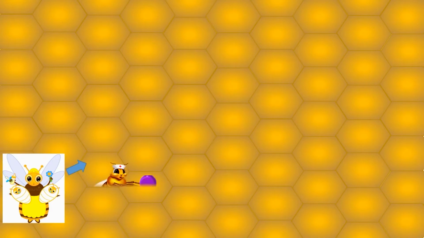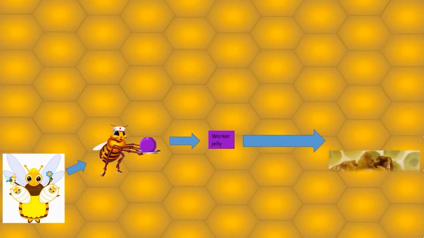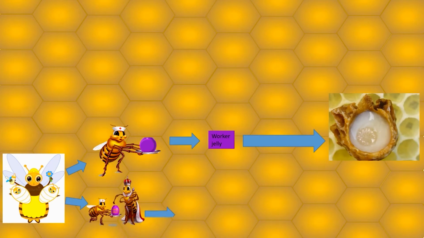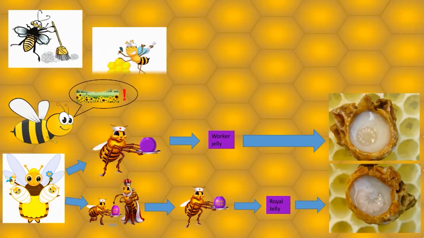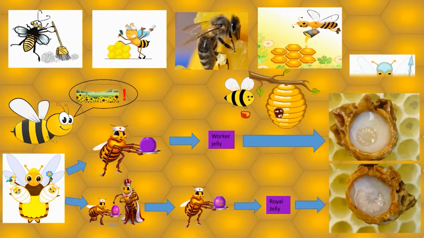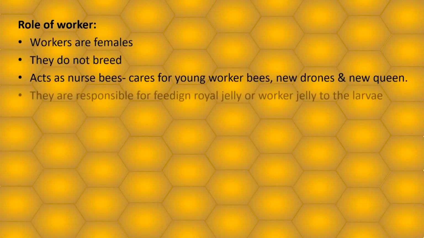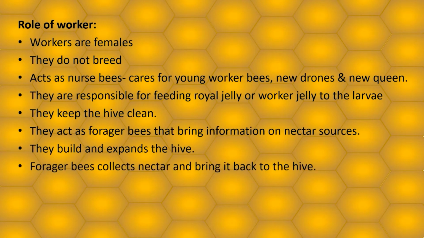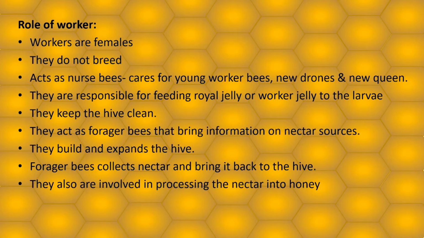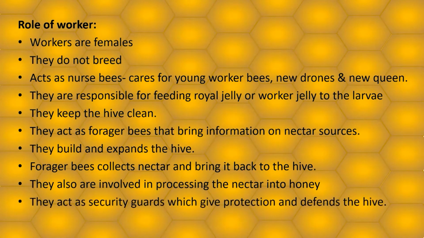Next, the role of worker bees. Worker bees are females, and as said, they do not breed. They act as nurse bees, that is, they take care of the larvae, the drones, the queen, and also other worker bees. It is their responsibility to feed royal jelly or worker jelly to the larvae. They keep the hive clean all the time. They act as forager bees that bring information on nectar sources after foraging. They build and expand the hive. Forager bees collect nectar and bring it back to the hive. They are also involved in processing the nectar into honey. They act as security guards which give protection and defend the hive.